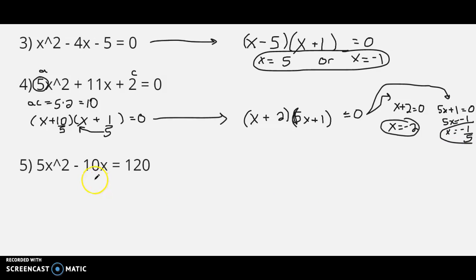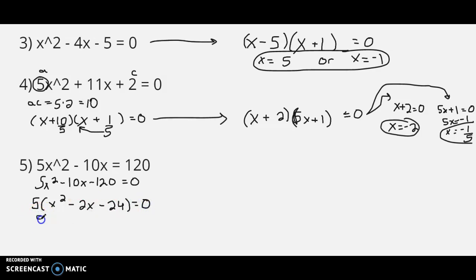Alright, number 5. We have 5x squared minus 10x equals 120. First step, subtract 120 from both sides. Looks like we have a GCF. We can divide out a 5 from everything. X squared minus 2x, and then 120 divided by 5 is 24, so this is going to be a minus 24.